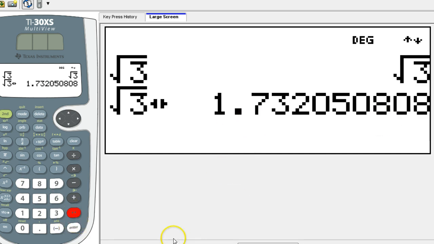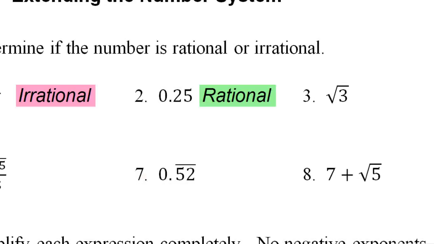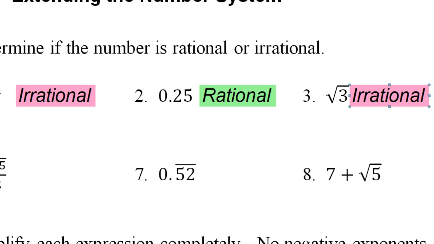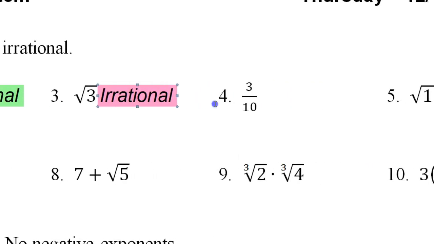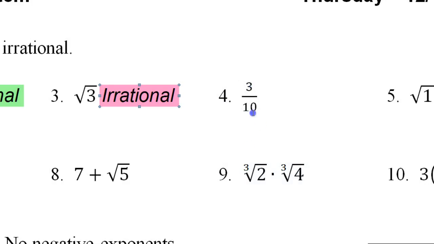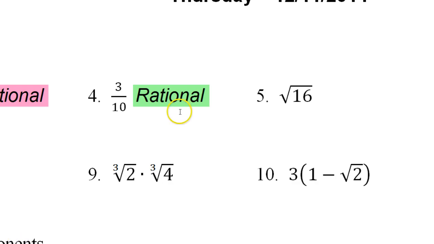Okay, so that is definitely going to be irrational. What about 3/10? Well, looking at the first way of thinking about rational numbers, numbers that can be written as a fraction of integers, 3/10 is a fraction of integers. So that definitely makes it rational.